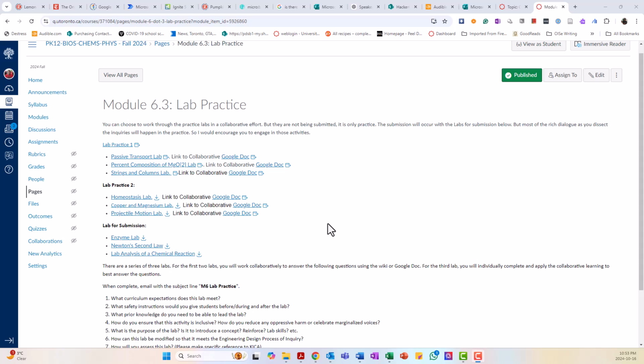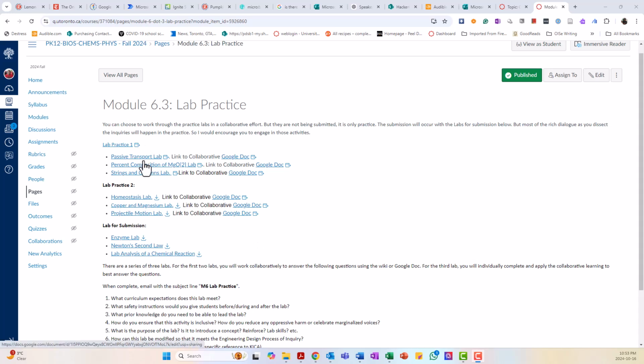For Module 6.3, a couple of you have asked questions about it. So you'll notice it's broken down into 2 lab practices and an actual lab for submission. If you're in biology, you're going to choose the passive transport, homeostasis, enzyme lab. If you're in chemistry, you'll choose the percent composition, copper and magnesium, and Newton's second law lab analysis of chemical reaction. And if you're in physics, you'll choose strings, projectile, and Newton's second law.